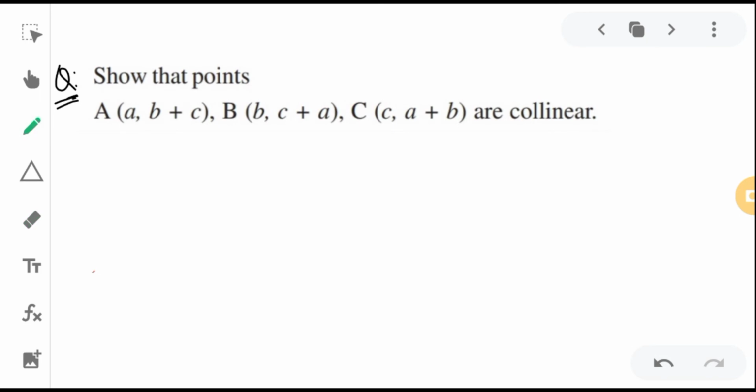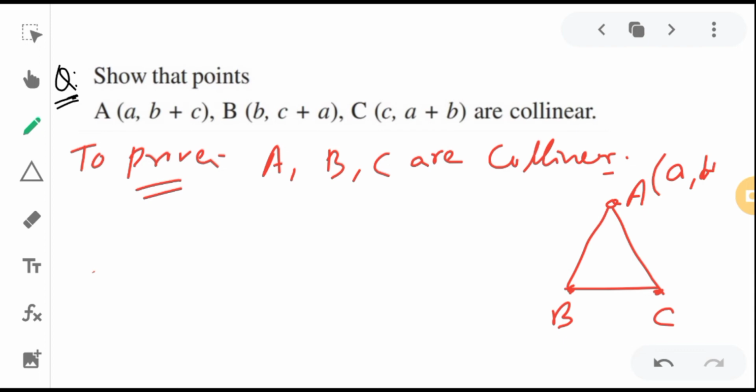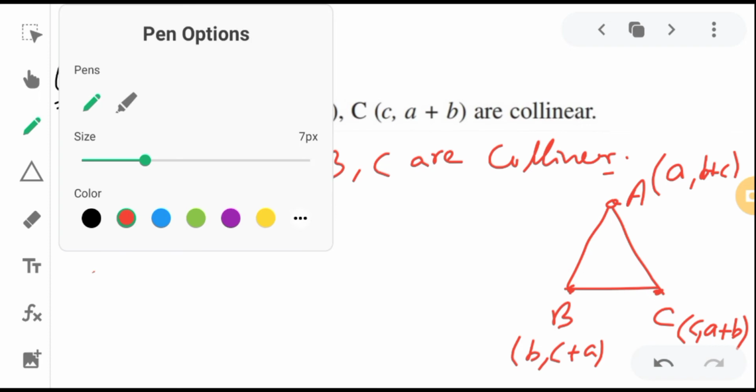So how will you write the solution? We have to prove that points A, B, C are collinear. If I take any three points A, B, C like this, this is our A, this is our B, and this is our C. The coordinates of A are A comma B plus C, of B are B comma C plus A, and of C are C comma A plus B, and we will find the area of this triangle.